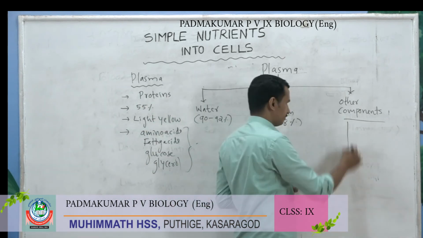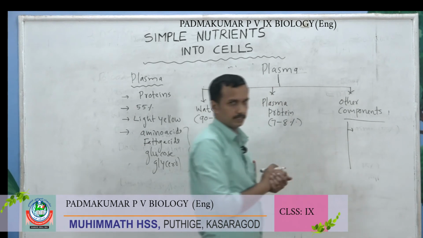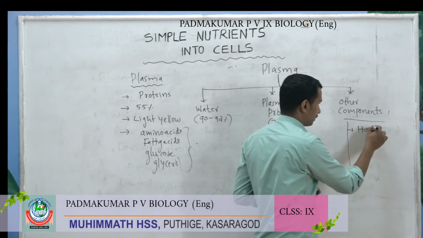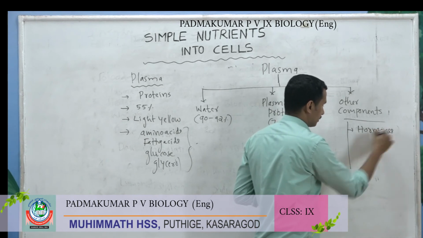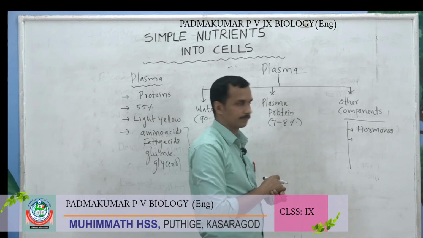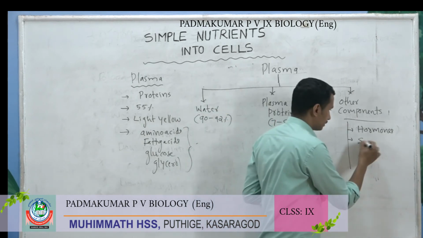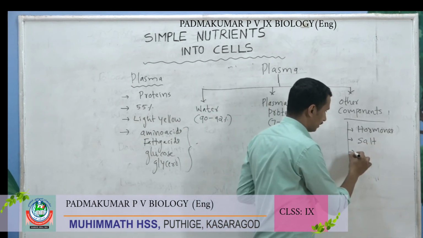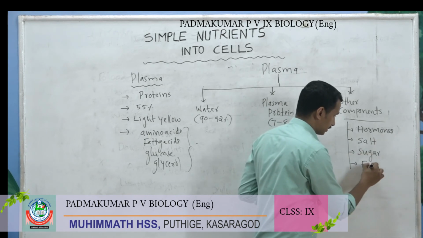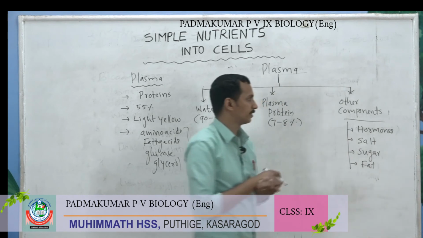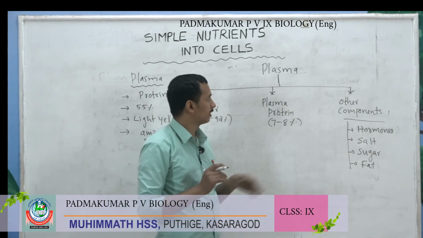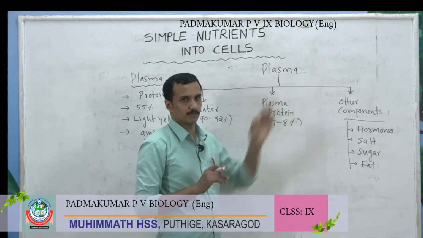So it includes different substances. For example, hormones, then different components which are present in our blood. Then salt, then sugar, fat, etc. So these are generally known as other components. They are also transported by mixing with plasma.